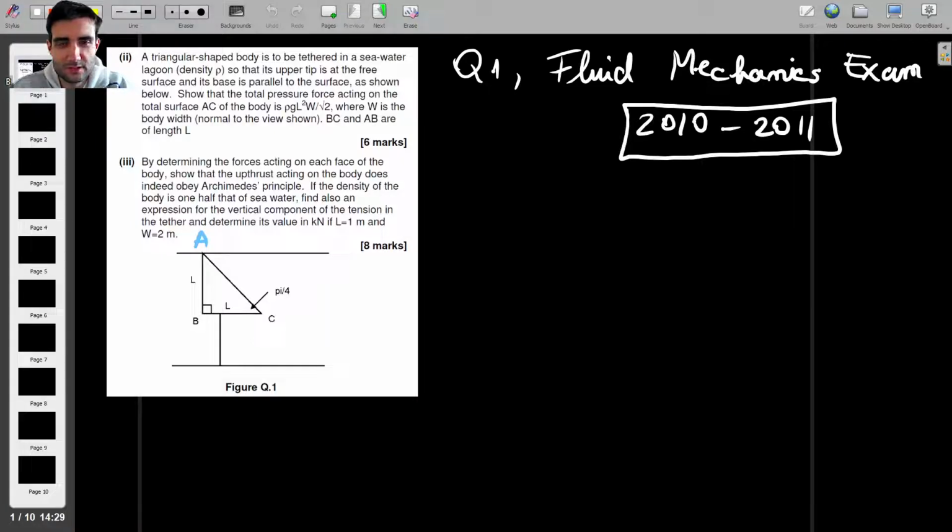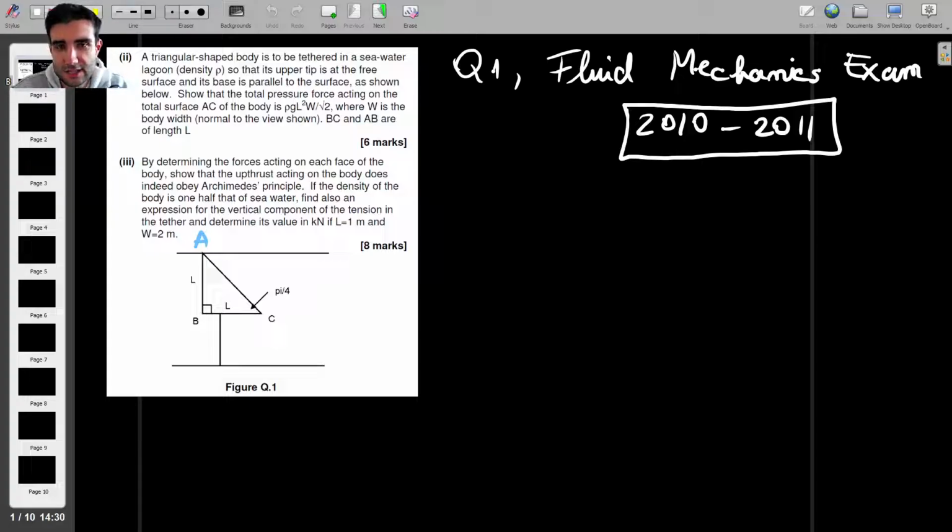Right, so here's the first question from the fluid mechanics exam that I sat as a first year aerospace engineering student in 2010, 2011. This is a question which has three parts, but we're going to ignore the first part because I think part one is just defining what Archimedes' principle is.